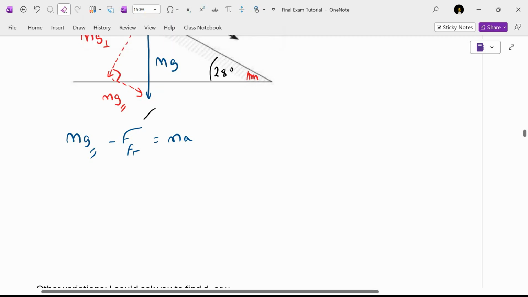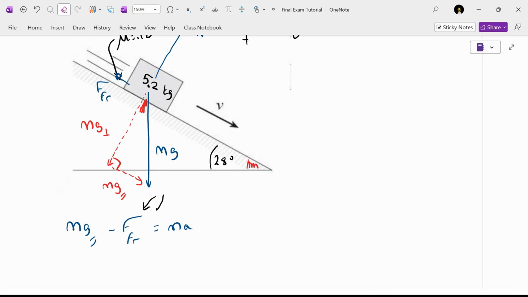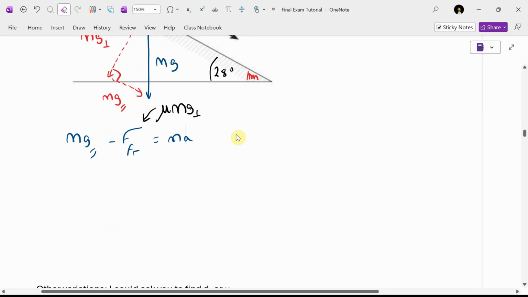Little reminder note, Peyton, friction is what times what? I don't know the normal force. Oh, but look. You know what? It's going to be mu mg perpendicular. And we want to find a, Peyton. How would I get the a by itself?